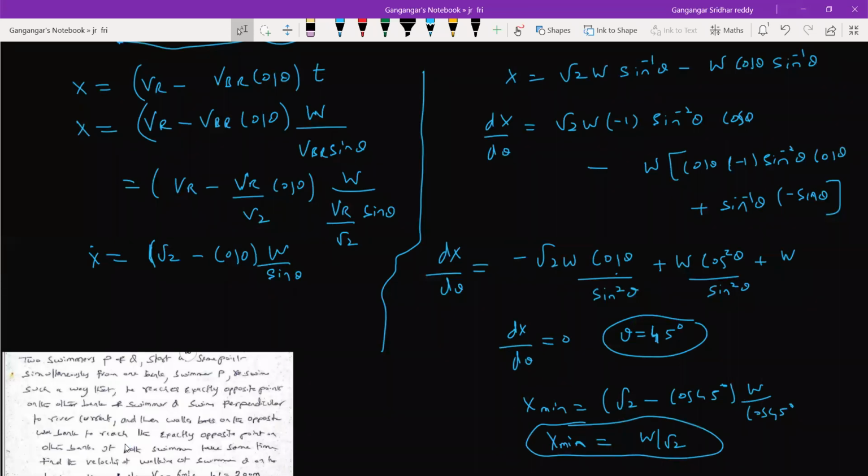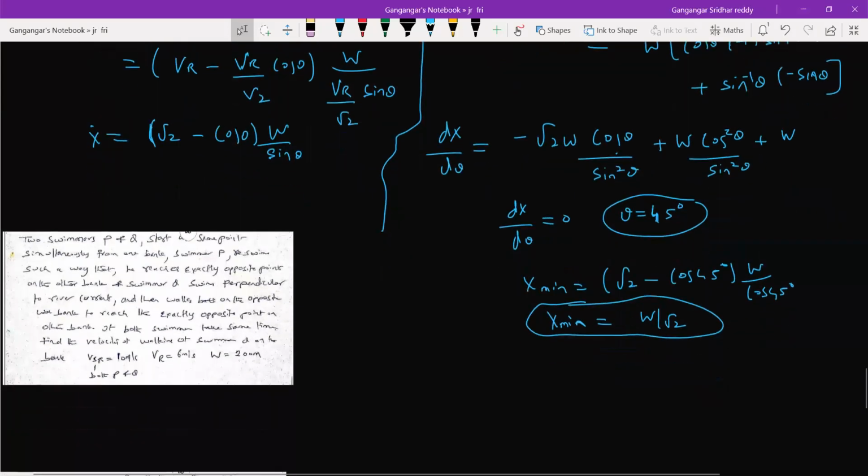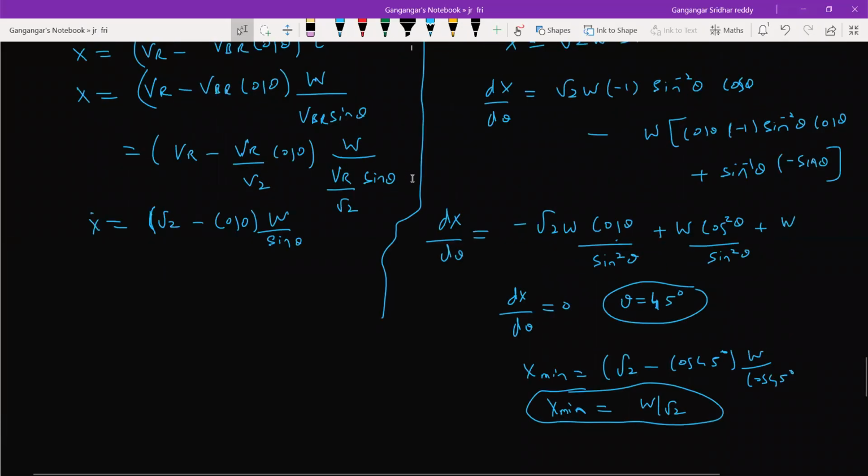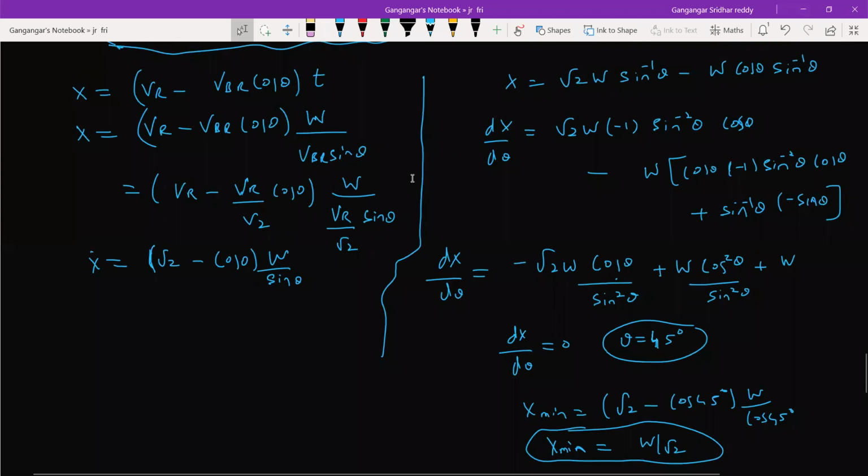So to minimize drift, there's a minimum drift. What about the angle, anybody? With the river current, how much should that angle be? 135, no? Not 45 degrees, that's not our answer. Sir, we will get W. The X minimum is W, sir. Okay, yeah, fine. I'll make the correction.